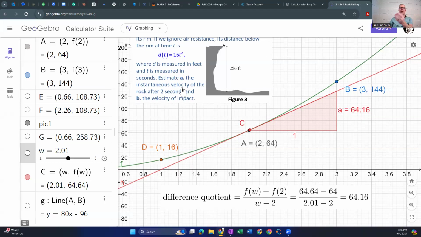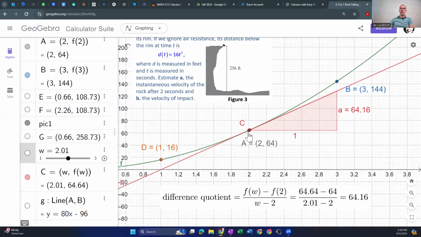And so, yeah, if we wanted to estimate this instantaneous velocity, we could see that from the right, we're a little bit above 64. From the left, we're a little bit below 64. It seems like we're centered on 64. And so we can take these things as an estimate.